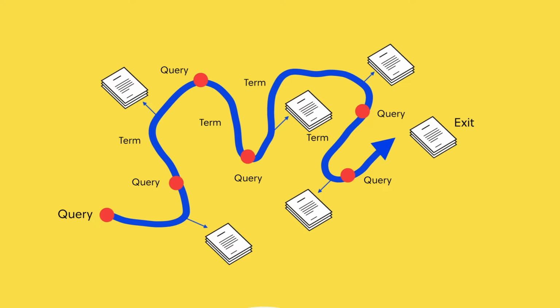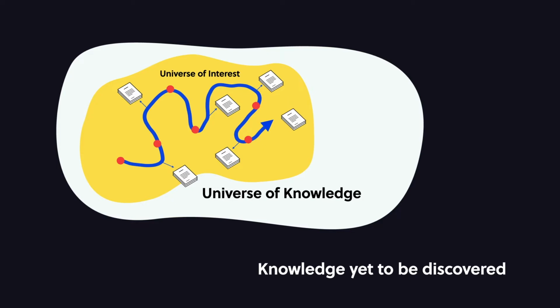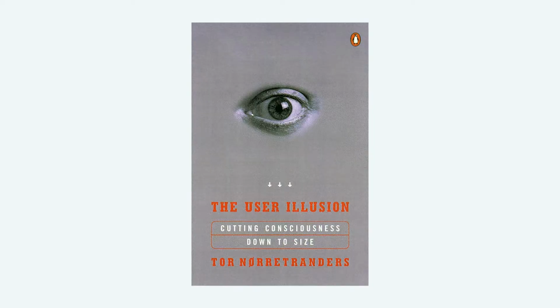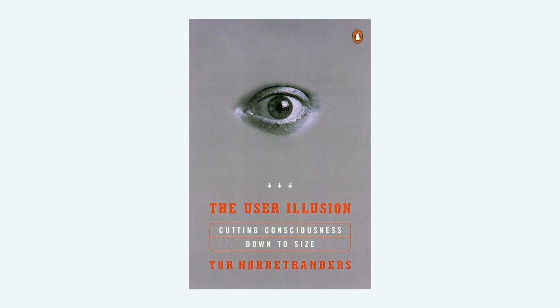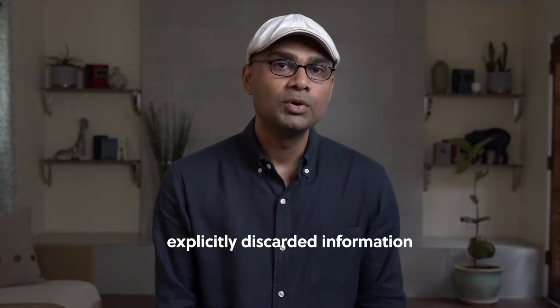This berry-picking expedition is in the context of what Bates calls a universe of interest. Our universe of interest resides within a universe of knowledge. There also exists knowledge that we have yet to discover. This knowledge outside the individual is what Tor Norretranders calls exformation. Norretranders coined the term exformation in his 1998 book, The User Illusion. Exformation means explicitly discarded information. This is often the most common definition of the term, exformation.